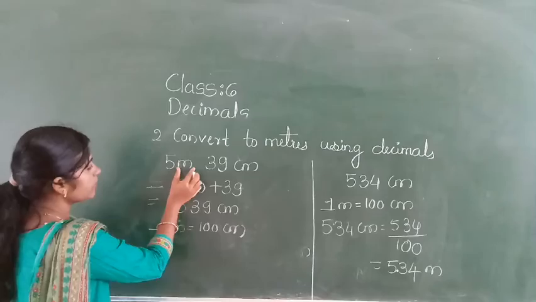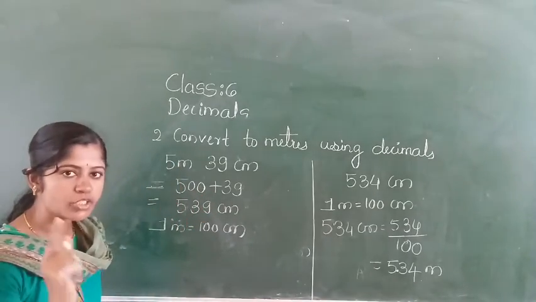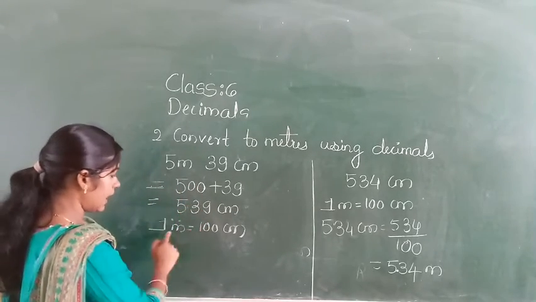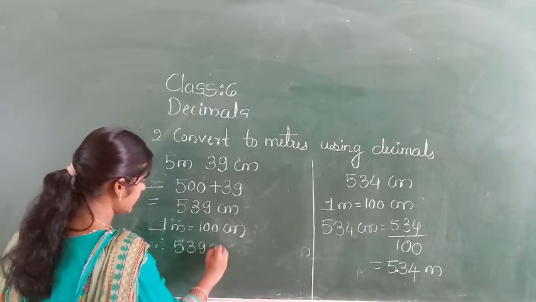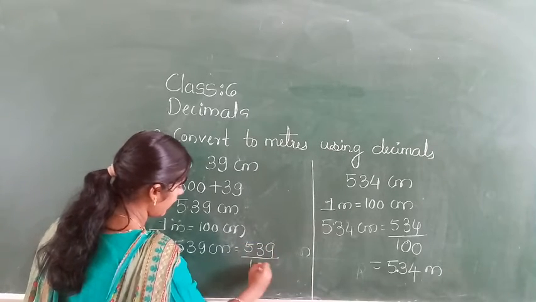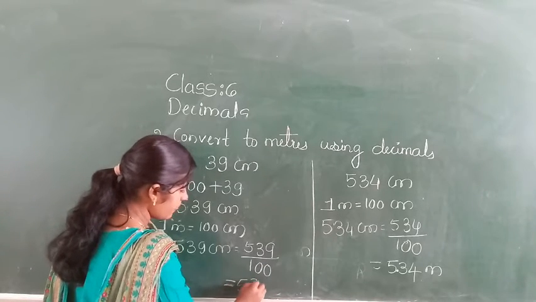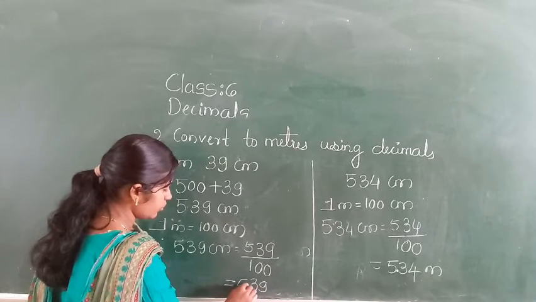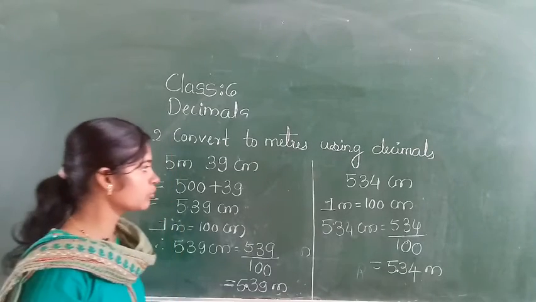When you are converting a bigger unit to a smaller unit, you multiply. Why did I write 500 here? Because 1 meter is equal to 100 centimeter. Then 5 meter is equal to 500 centimeter. Add. 1 meter is equal to 100 centimeter. Therefore 539 centimeter is equal to, what to write here? 539 divided by 100. So I will write here the numerator 539. After how many digits do you have to give the point here? 2 digits. And write here meter, 5.39 meter. This type you have to convert.